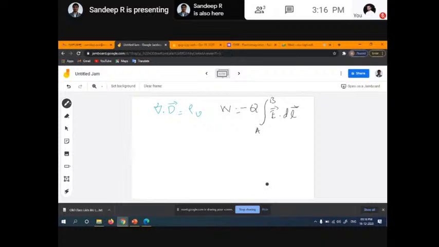Continuing further, the potential at a distance of r from the origin due to a point charge q, which is at a distance of r prime.